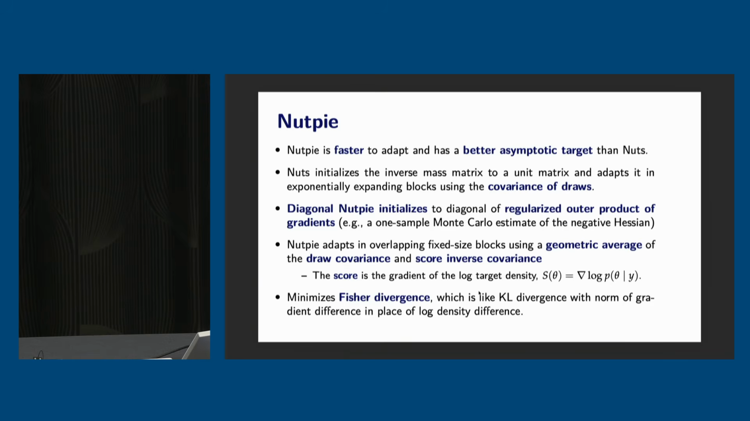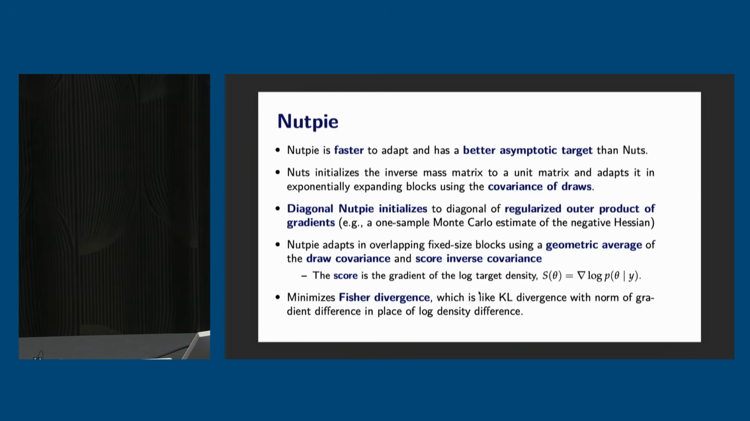Right, so Nutpie is going to adapt in overlapping blocks using a geometric average of the draw covariance and the inverse covariance of the scores. That's the estimate of the inverse mass matrix. This stuff's all super confusing because there are negative signs and inverses flying around all over the place, so I often get confused here. For those that don't know, the score is just the gradient of the log target density, right?